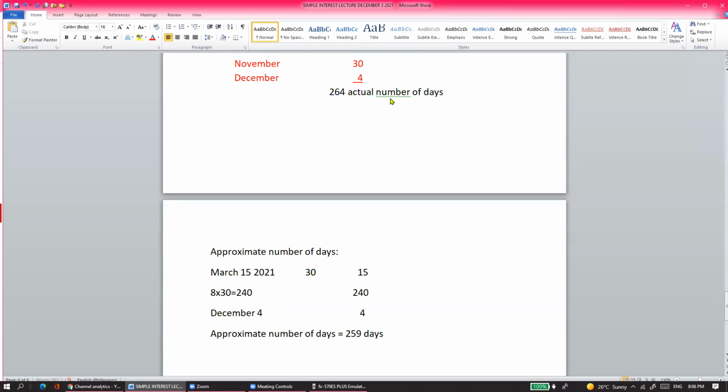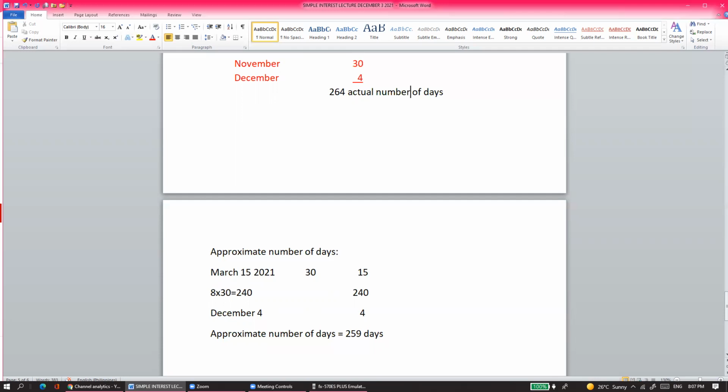Ang laki ng diperensya, di ba, anak, no? Actual number of days is 264. Pero ang approximate number of days naman pala is only 259. So yan ang kaibahan kung paano ang paghanap ng actual number of days and approximate number of days. Kapag actual number of days ang ginagamit natin, titingin tayo ng kalendaryo. Pero kapag approximate number of days, lahat ng buwan may 30 days ang consideration natin. So yan ang kaibahan ng actual time sa approximate time. At nandiyan na rin yung kaibahan ng ordinary interest and exact interest.